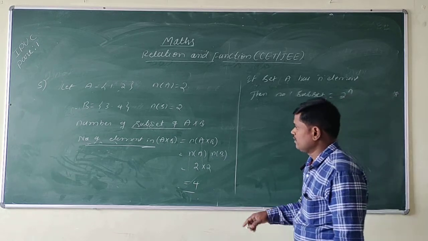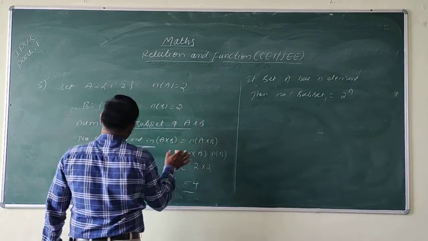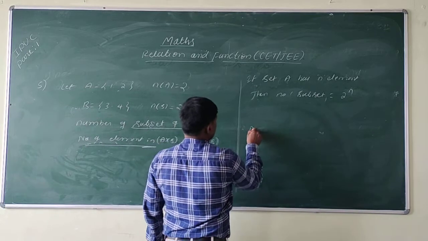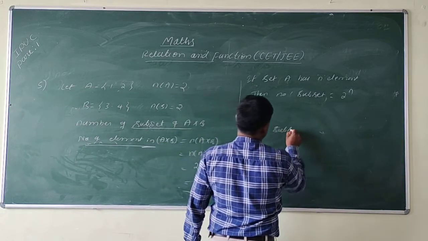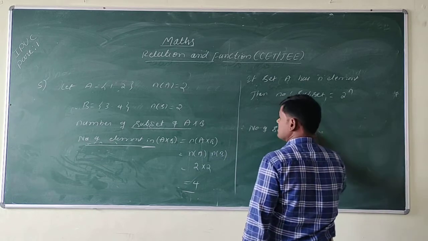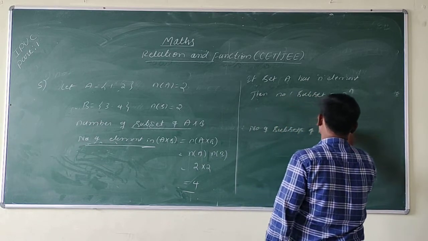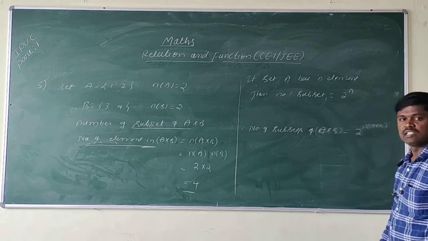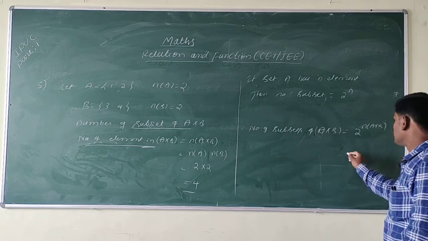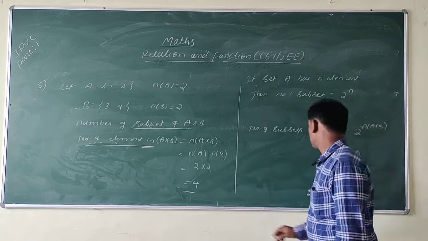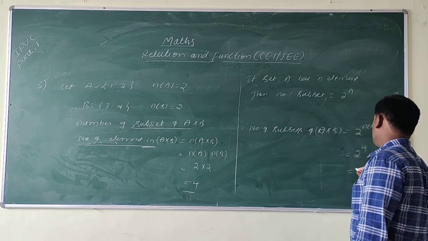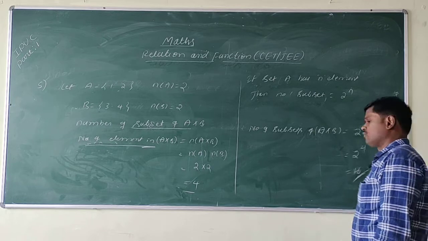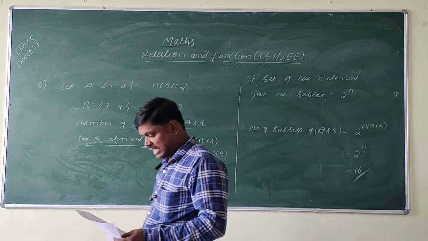Therefore here, A cross B consists of 4 elements. So the number of subsets of A cross B is 2 to the power of n of A cross B, the number of elements in the Cartesian product A cross B. So this is 2 to the power of 4, that is 2 into 2 into 2 into 2: 4, 8, 16. Therefore option D is the right answer.